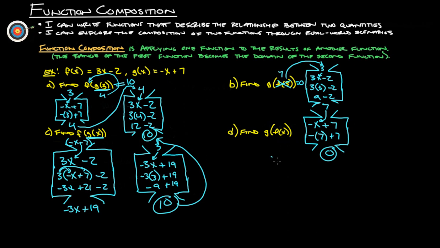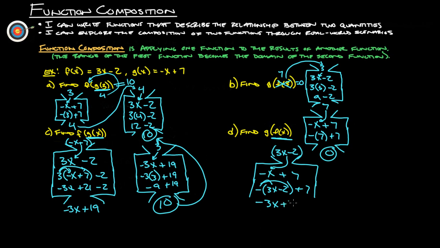On this one, we're going to plug f of x, which is 3x minus 2, into the g machine, and g is negative x plus 7. So this 3x minus 2 goes in for this x here, so it's negative, 3x minus 2, plus 7. Distribute that negative to both parts here. We get negative 3x, negative times negative is plus 2, plus 7, so the composition of this function is going to be negative 3x plus 9.